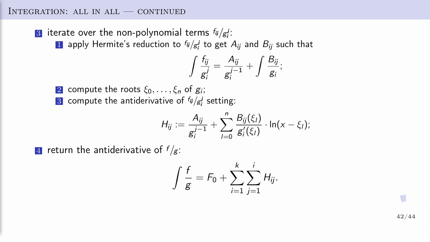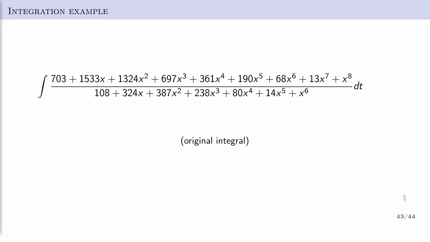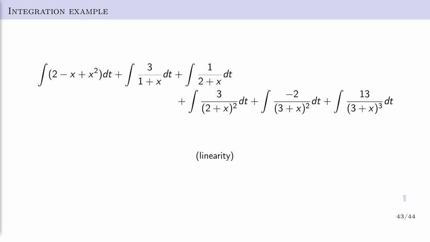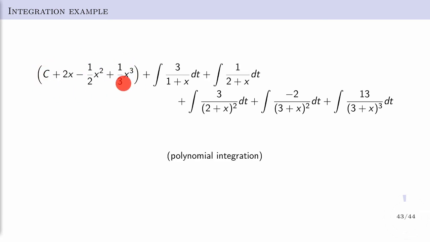Let me show you an example. So we are back at our ugly, big, complicated rational function. We have already computed the complete square-free partial fraction decomposition, so it looks like this. So our integral can be replaced by this integral of a long sum. Now we use the linearity of the integral and split it into a sum of integrals. Now the first part here is the antiderivative of a polynomial, so we can compute it using the procedure from before. Now we are left with these guys.